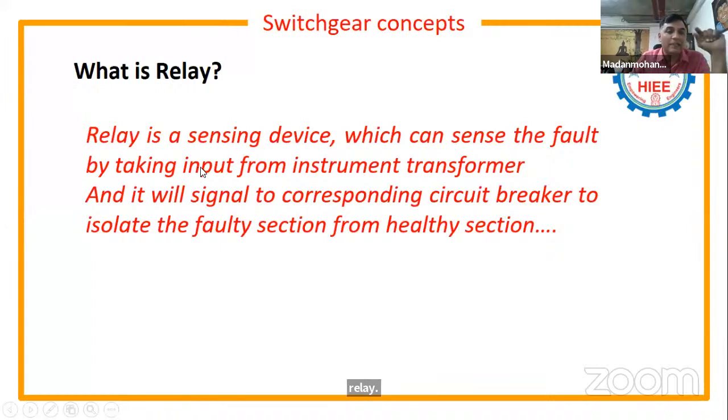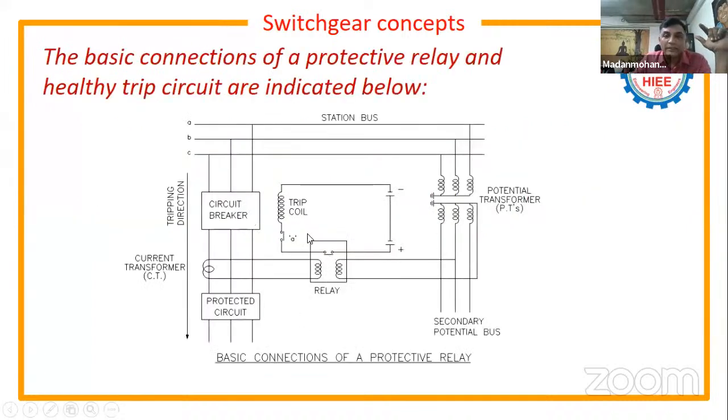So the breaker will control the system by taking inputs from the relay, and the relay is the sensing device. How does the relay sense the abnormal conditions? By taking inputs from the instrument transformers, that is, current transformer and potential transformer. I clearly explained that in the block diagram. It is mentioned here that the relay can sense the fault by taking input from the CT, and it will give a signal to the corresponding breaker to isolate the faulty section from the healthy section. This is what I explained so far. This is a three-phase, three line diagram; the single line diagram we can interpret like that.